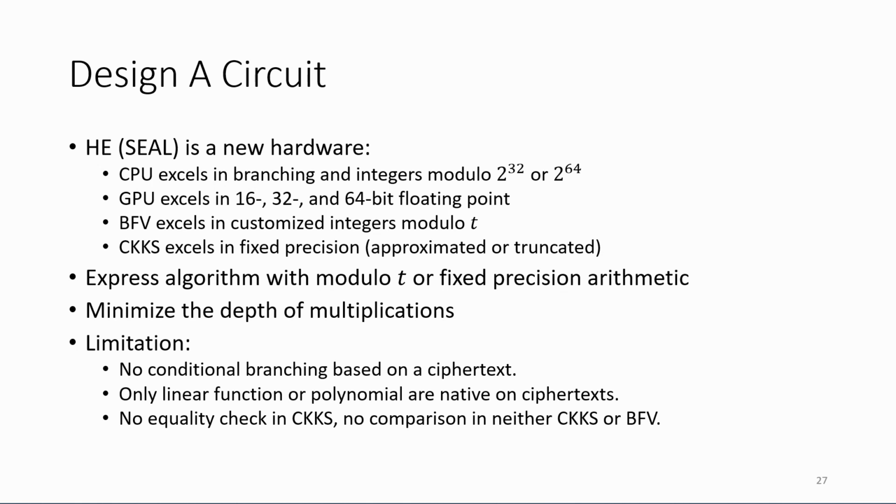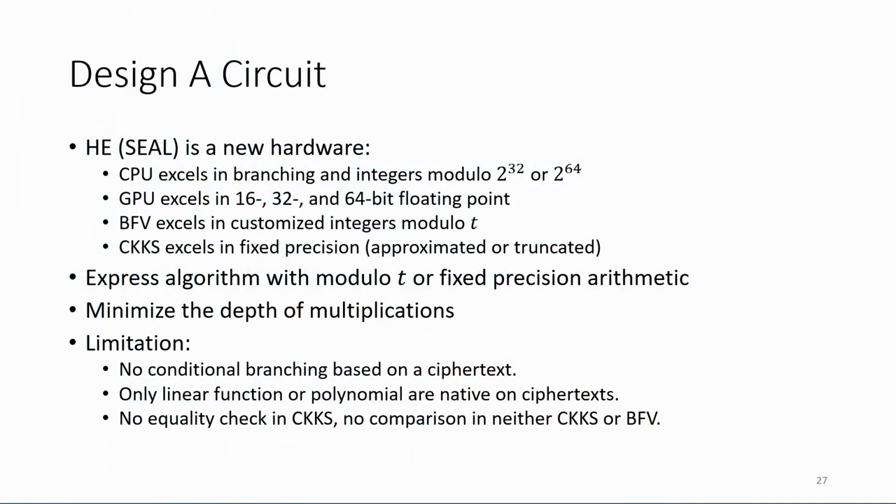To summarize everything, let's go back to the same correct order. You start with an idea in your mind to do some algorithm and application function. You need to write it down as a circuit, HE-friendly circuit. You should think of HE as new hardware rather than some encryption or arithmetic. So CPU works on instructions and is good at branching and integers modulo 2^32 or 2^64. GPUs are better at half precision, single precision, double precision floating points. And BFV is just good at integers modulo T or arithmetic. CKKS is good with fixed precision or truncated approximated computation.